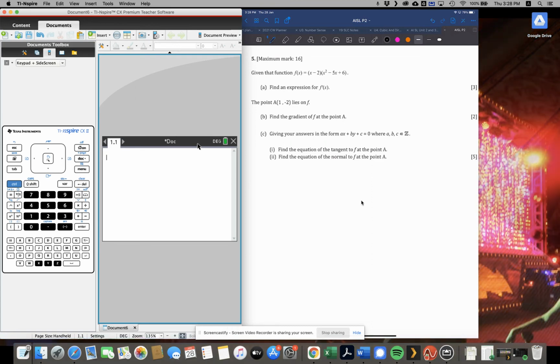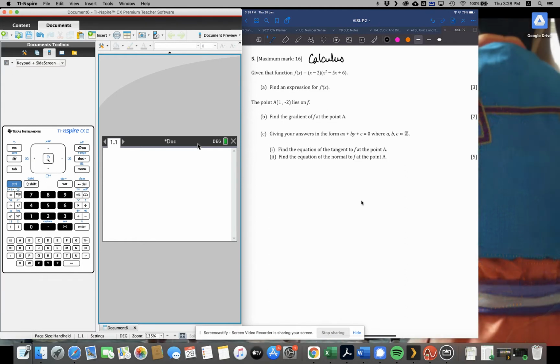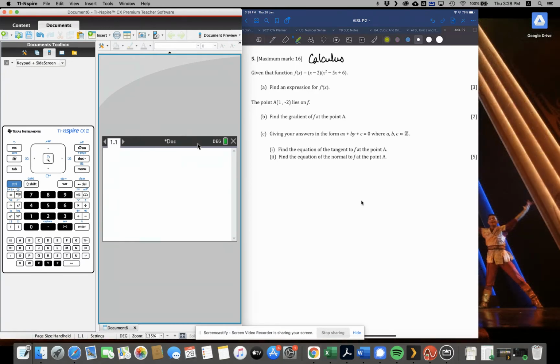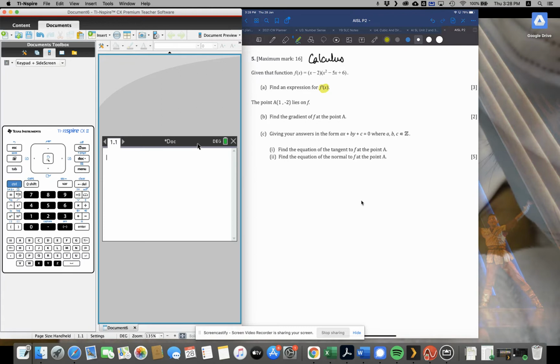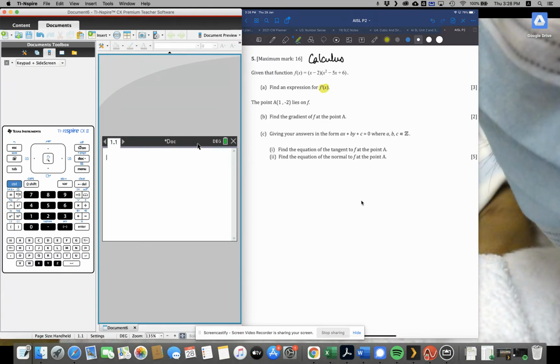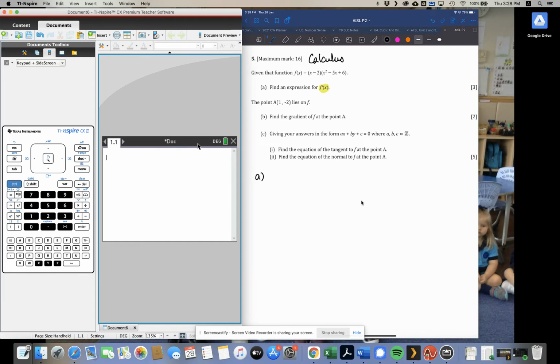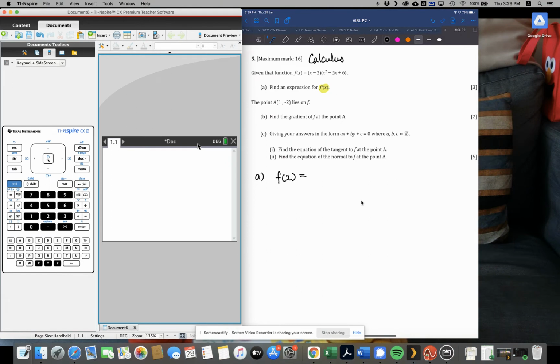Question 5. This is the calculus question. Given that the function f of x is equal to (x minus 2) times (x squared minus 5x plus 6), you need to find the first derivative. Now you can't find it just yet unless you expand the brackets above. You do need to have some sort of algebra skills in order to expand this correctly. Write it out again.